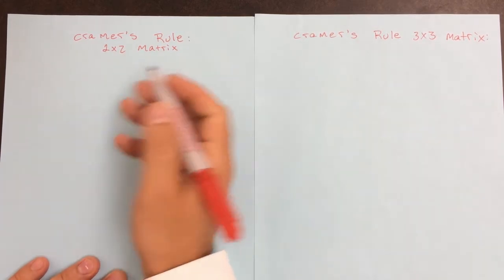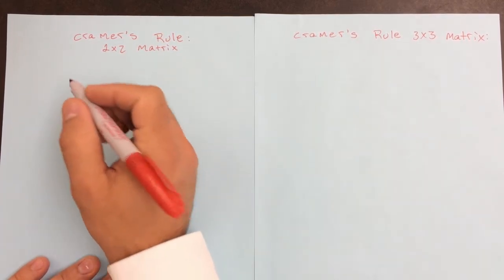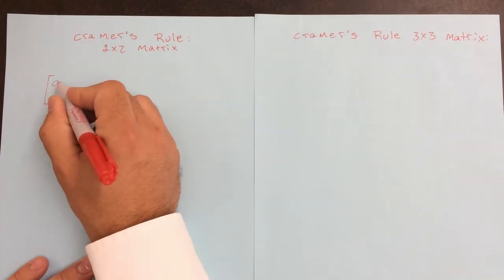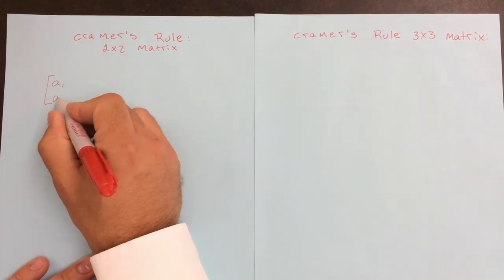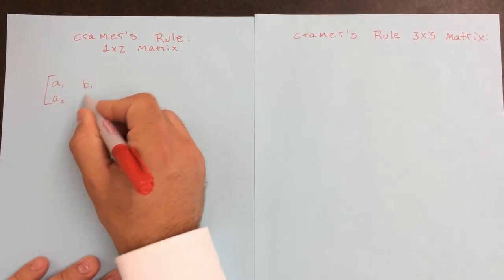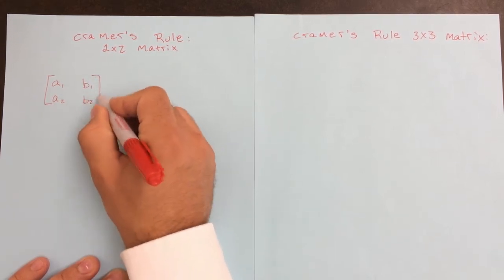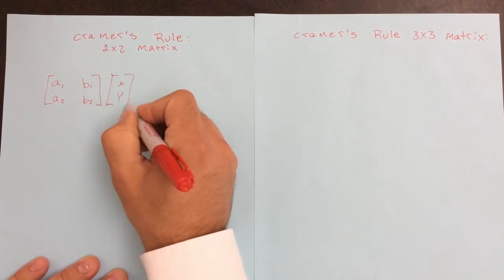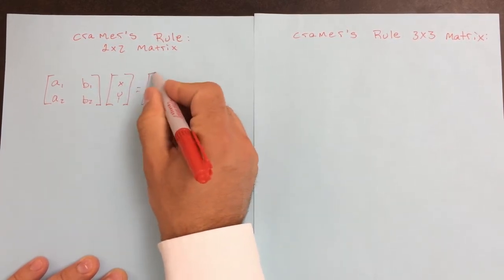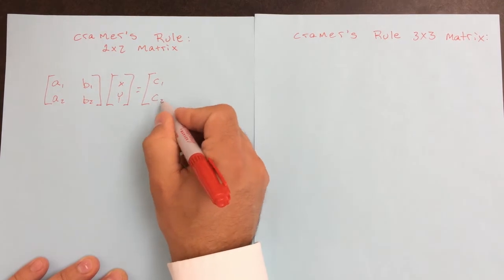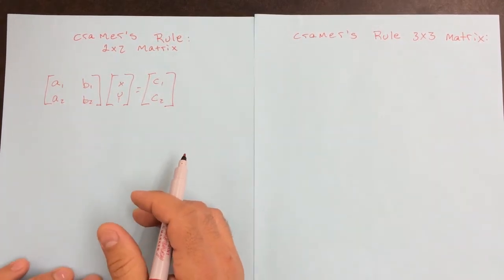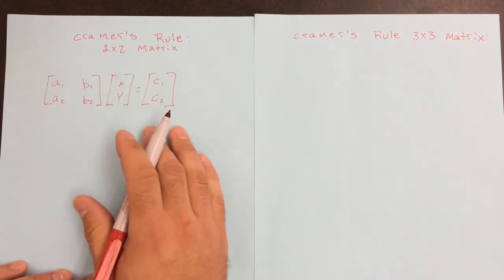Cramer's rule says essentially that you're in the form, when you write the matrix equation, of a1, a2, b1, b2 times x, y equals c1, c2. That's the form you need to be in when you're using Cramer's rule. So you already have it in the matrix equation.